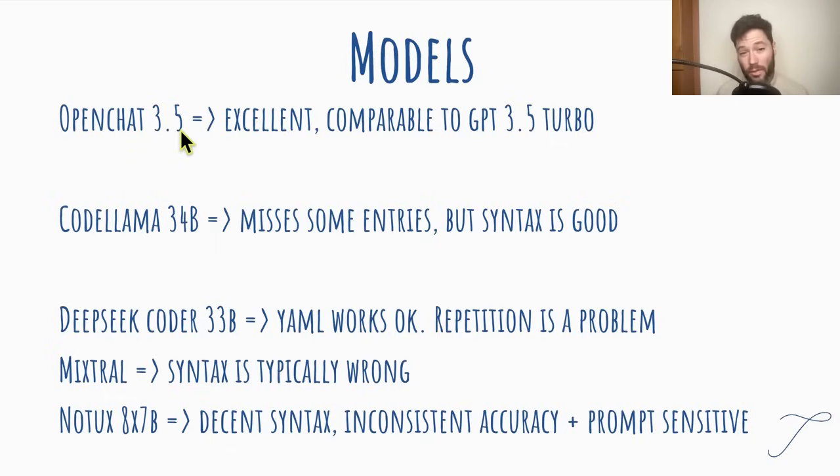OpenChat is a fine-tune of the Mistral 7B model. In some cases, it's almost as good as GPT-4, and maybe for really long passages, it's able to generate at a much lower cost of extraction than GPT-4 and somewhat similar quality.